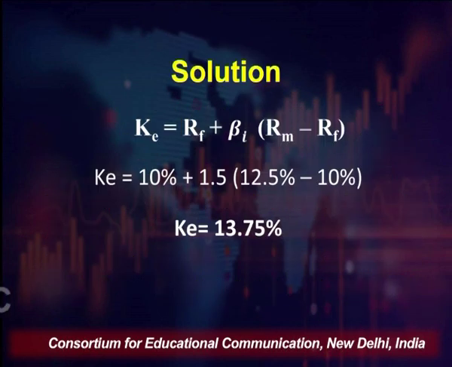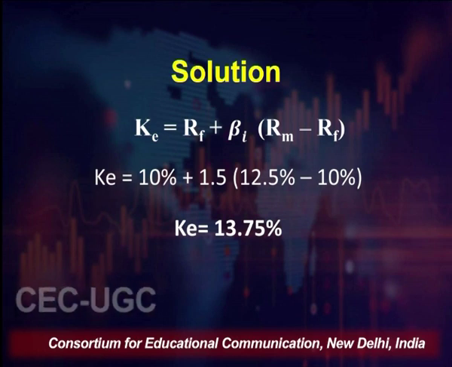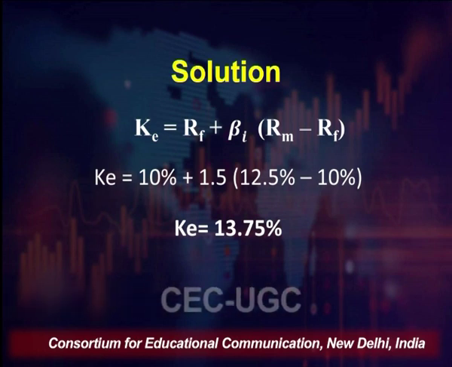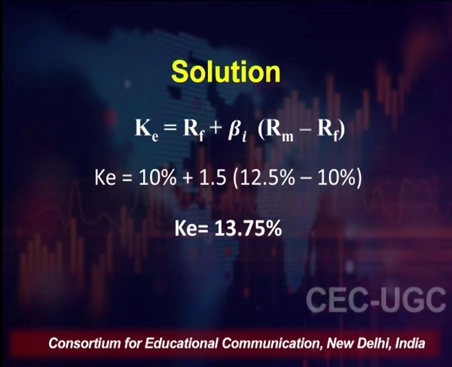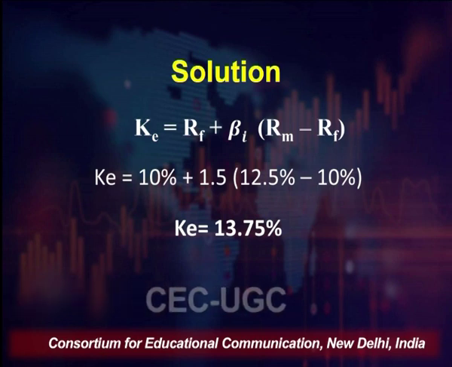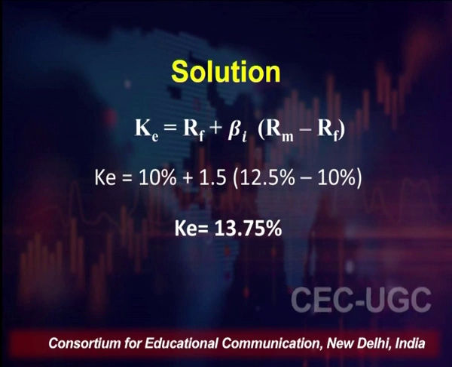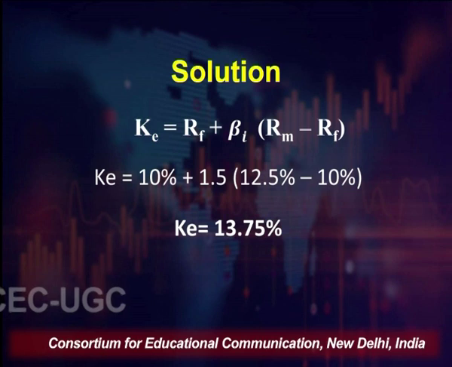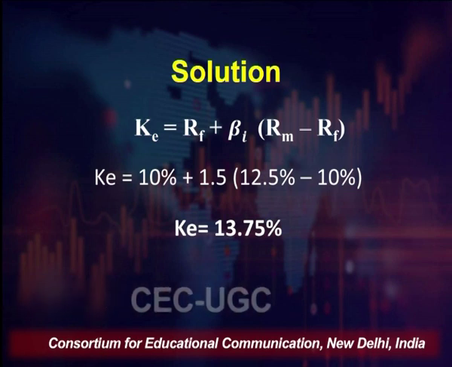We will simply place the values in the equation that we just discussed. So, our KE will be equal to 10%, which is risk free rate, plus 1.5, which is our beta factor, multiplied by 12.5, which is our market rate, minus risk free rate, that is 10%. By solving this equation, the value that we will get is 13.75%. So, cost of equity in case of capital asset pricing method is 13.75% in this case.